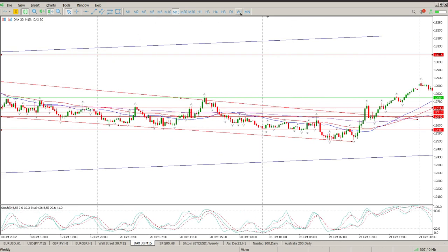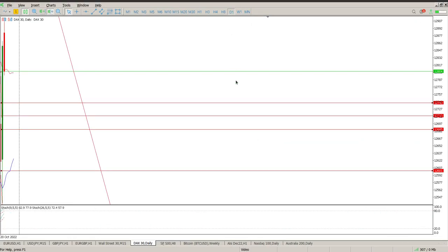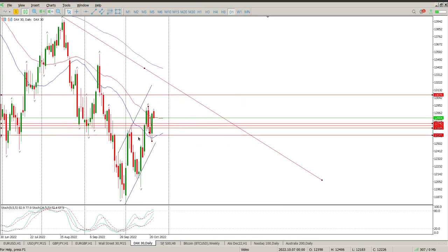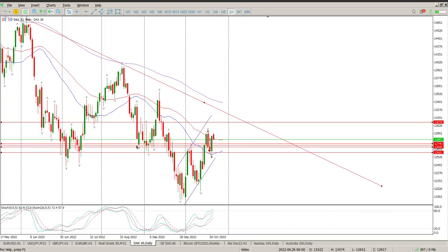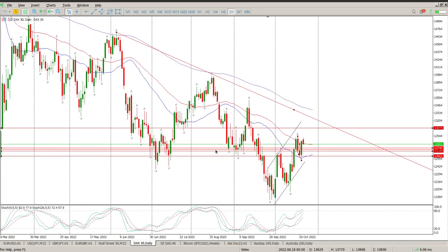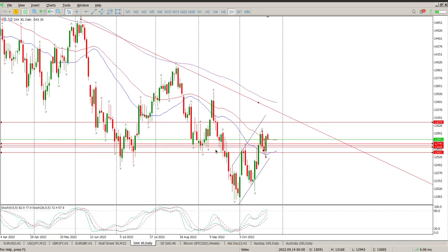It is looking pretty interesting, to say the least. Even on the daily, you've got a fairly solid engulfing bar here, straight out of a fairly volatile area of what has been support and resistance over the last couple of months. Anyway, I hope that helps, and we'll catch up with you tomorrow morning.